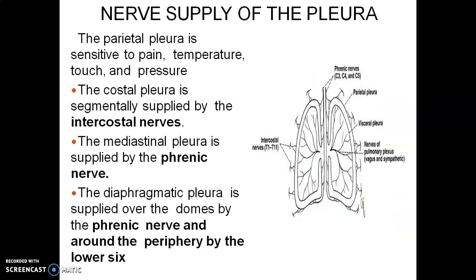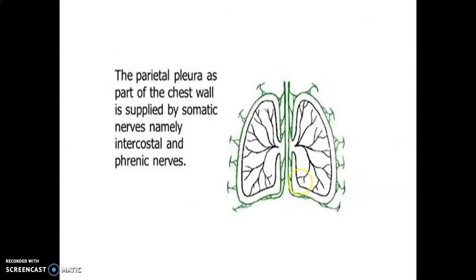Coming to the nerve supply of pleura, it has various nerve supplies. The costal part gets nerve supply from the intercostal nerves. The mediastinal part gets innervation from the phrenic nerve, and the diaphragmatic pleura gets innervation from the phrenic nerve and the lower 6 intercostal nerves. Parietal pleura, being a part of the chest wall, is supplied by somatic nerves: lower 6 intercostal nerves and phrenic nerves.